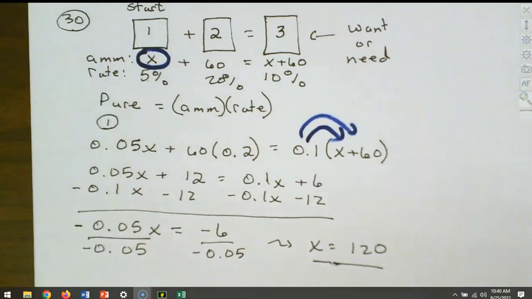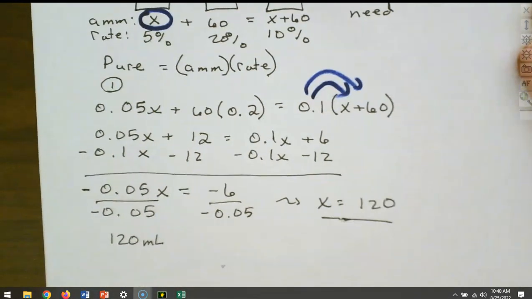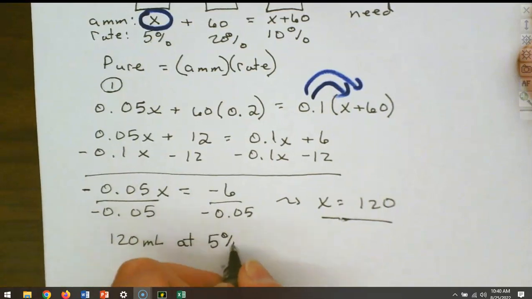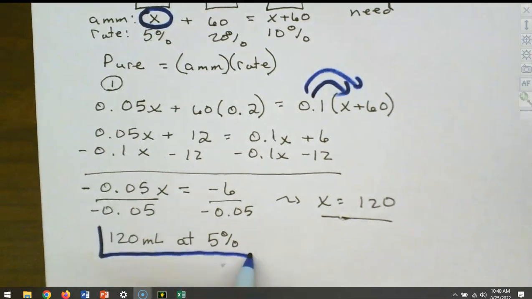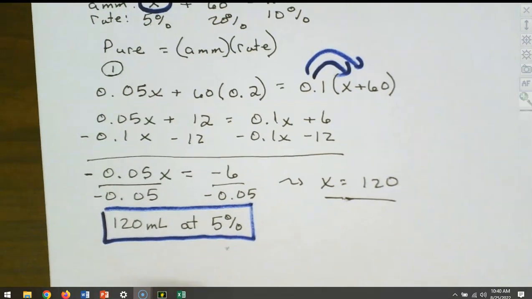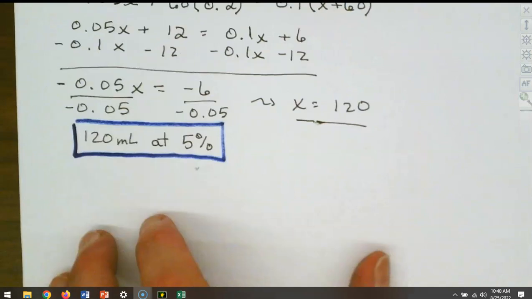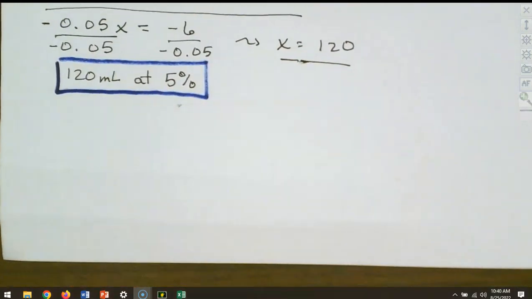So what's our answer going to be? Well, our answer is going to be 120 milliliters. And what's it going to be at? It's going to be at that 5%. And that's what we wanted. And that's what we go pull out of the supply cabinet. Okay, does that make sense now? Okay, yep. And if not, make sure and say something, because I can explain things again in more detail if I need to.